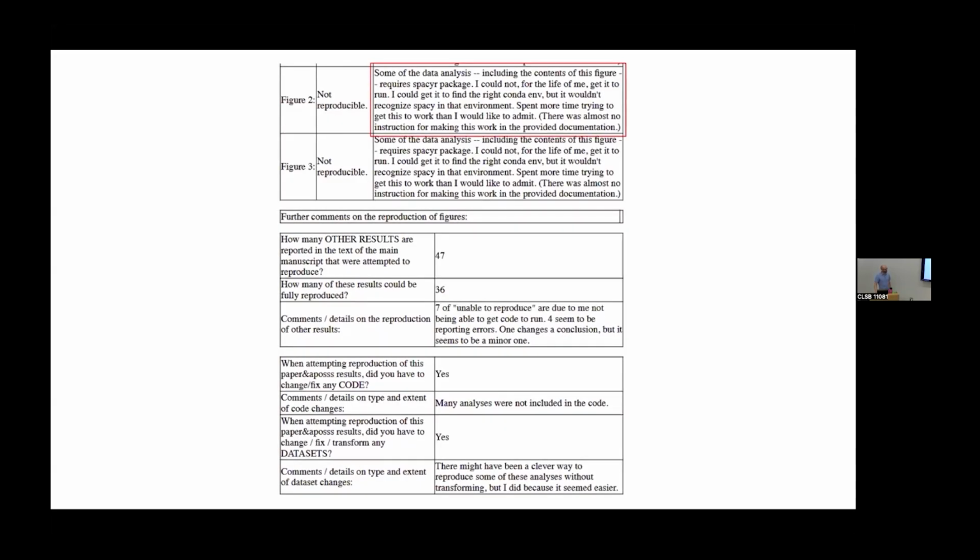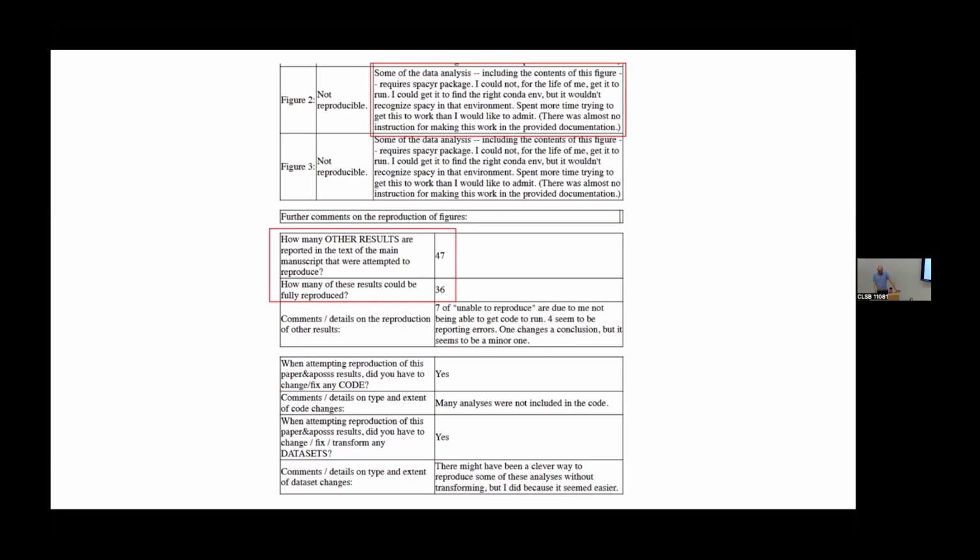But this was the part that really made me laugh. They were trying to reproduce a figure, and they said some of the data analysis, including the contents of this figure, requires the spacer package. "I could not, for the life of me, get it to run." I just deeply identified with that. I also spend more time trying to get this to work than I would like to admit. That was also something I related to.